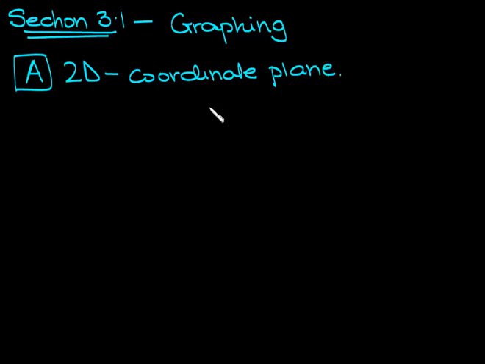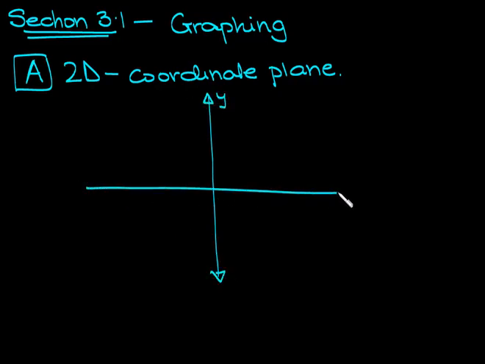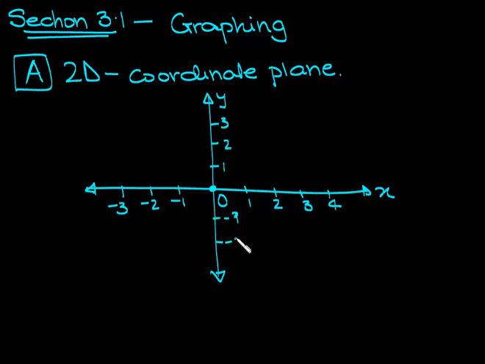So the 2D coordinate plane looks like this. You have a vertical axis, which is called the y-axis, and then you have the horizontal one, which is called the x-axis, and the point where they intersect is called the origin. If you go to the right, the numbers are positive, just like on a number line. To the left, the numbers are negative. If you go up, the numbers are positive, and if you go down, the numbers are negative. So that's what a coordinate plane looks like.